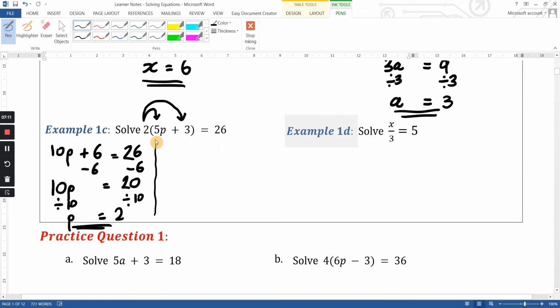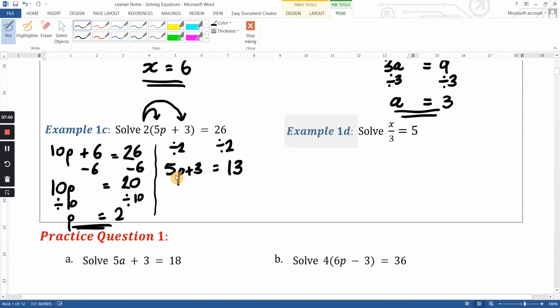What you could have said is, because this 2 is multiplying all of this, you can just get rid of the 2. So obviously the opposite of multiply by 2 is divide by 2. So I could divide by 2 here. I'd have to divide by 2 on the other side as well. That leaves me with 5p plus 3, basically everything that was in the brackets. And on this side I'll get 13.